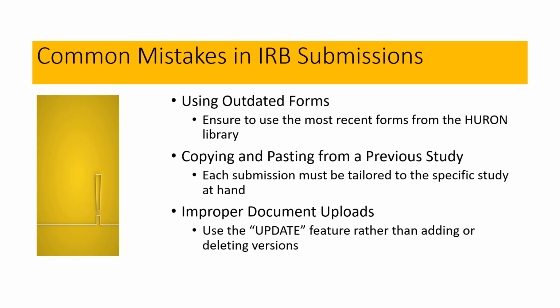If you make changes to an existing document, either in response to a request for changes or when submitting a modification to an approved study, always use the update feature. To do this, go to the section of the application where the current document is attached and click Update, and then upload a clean copy of the revised version with no tracking or comments. Do not click Add and do not click Delete the existing version unless your IRB reviewer tells you to. More on this coming up next.